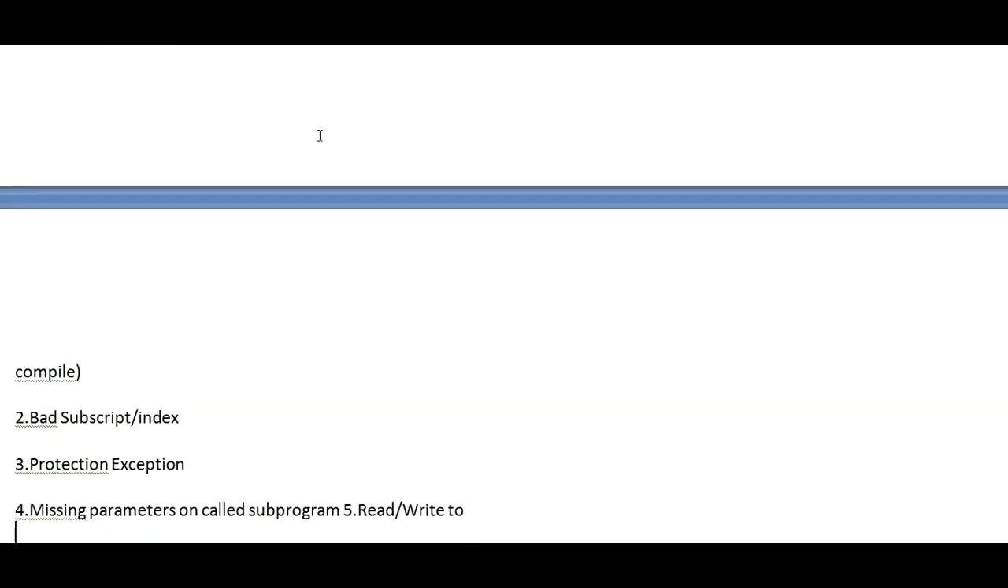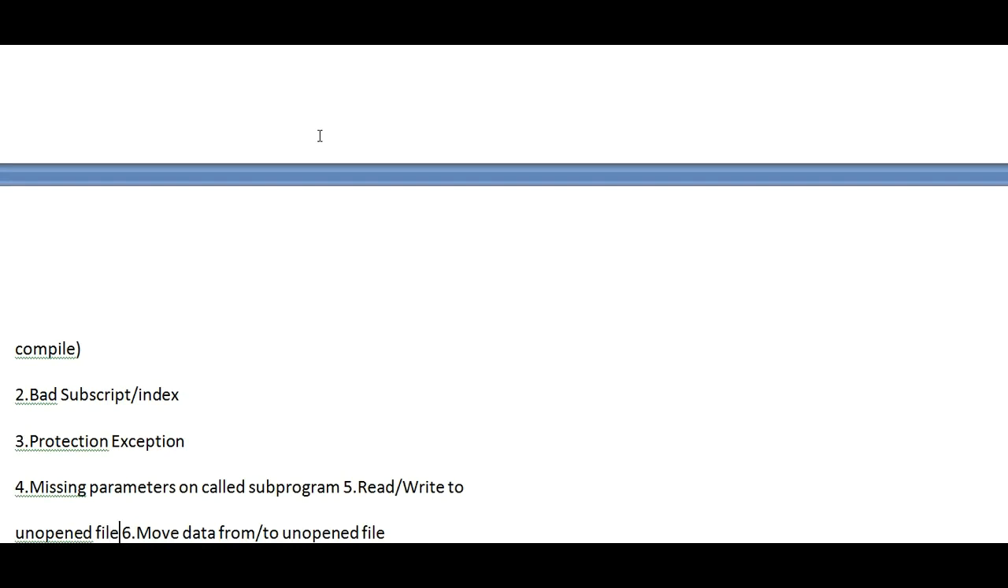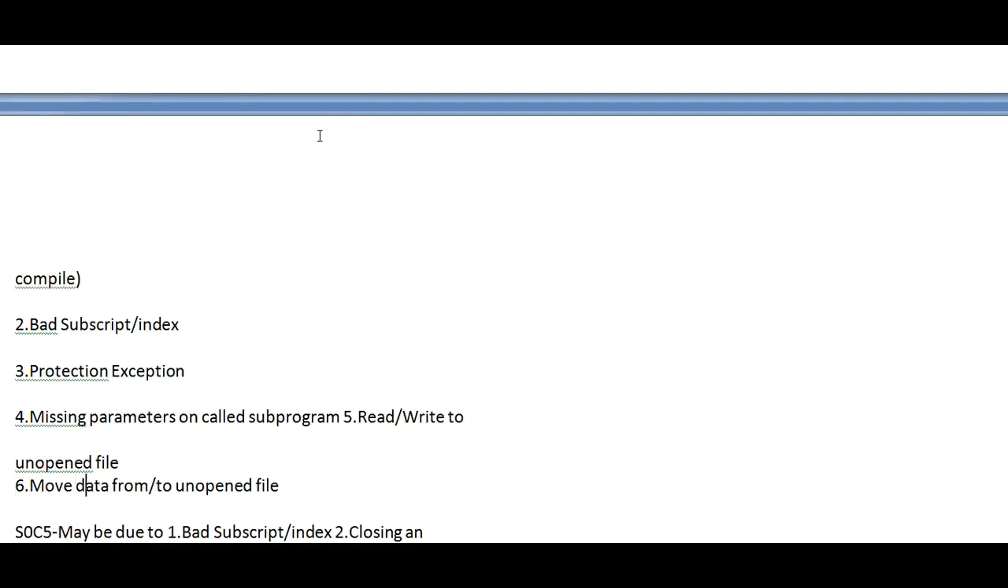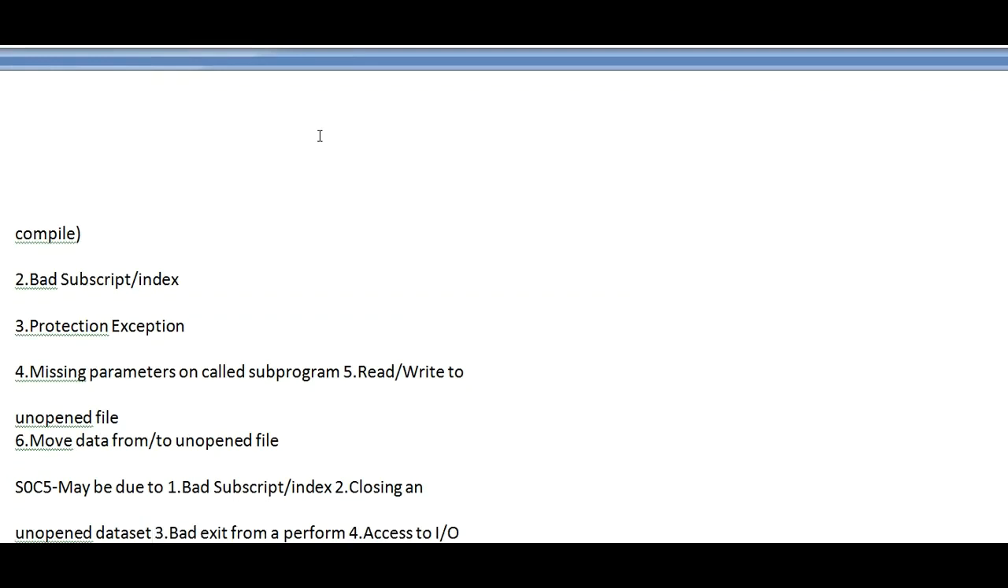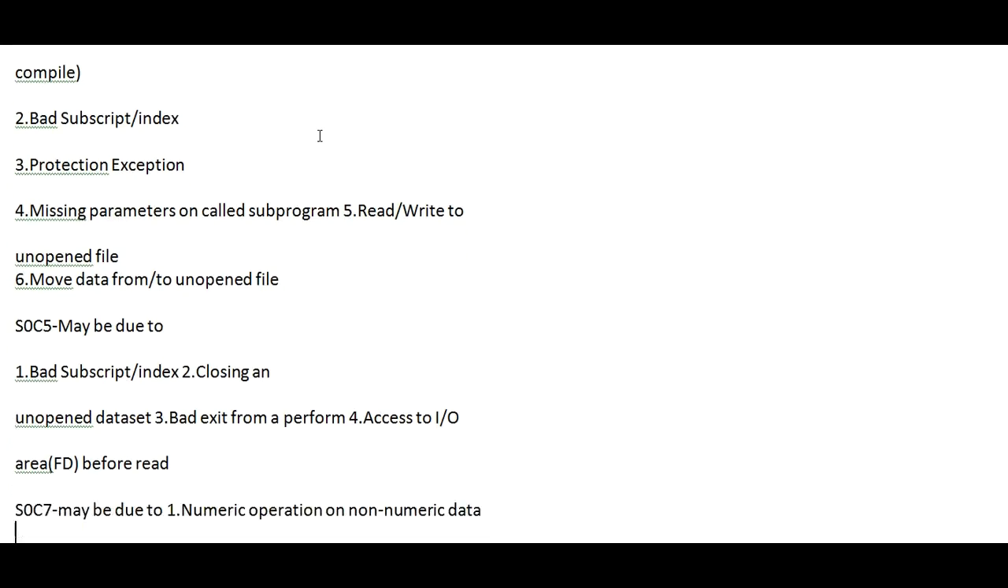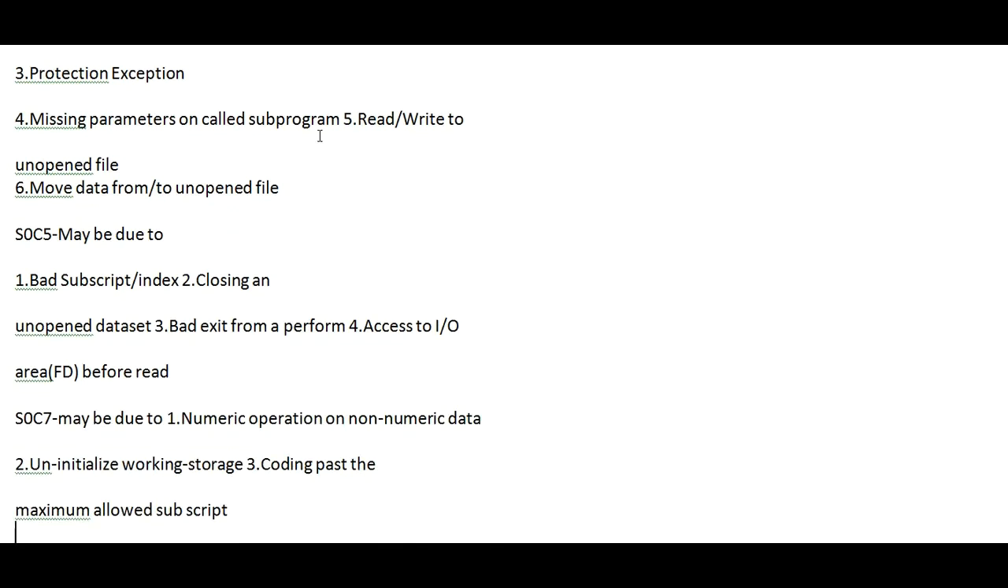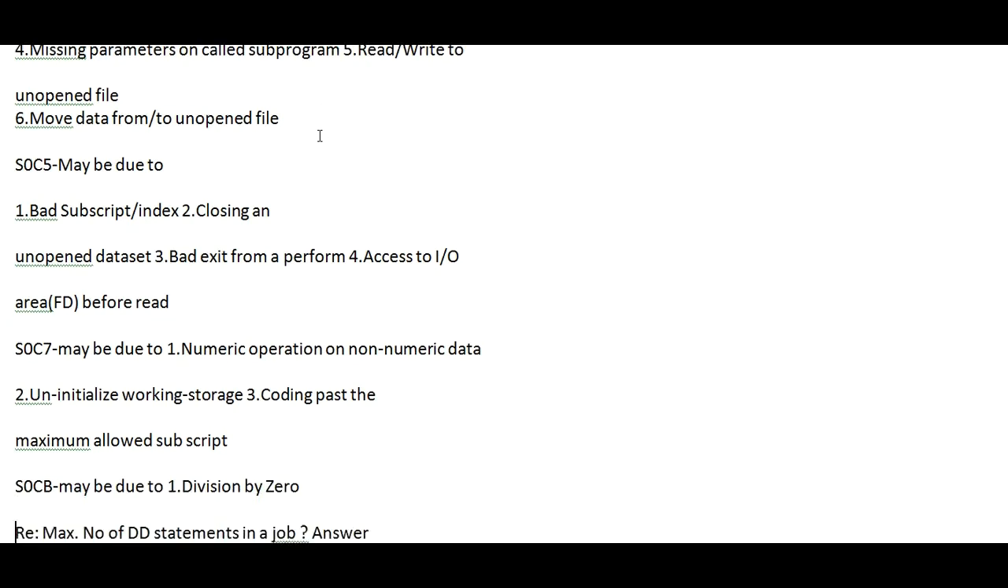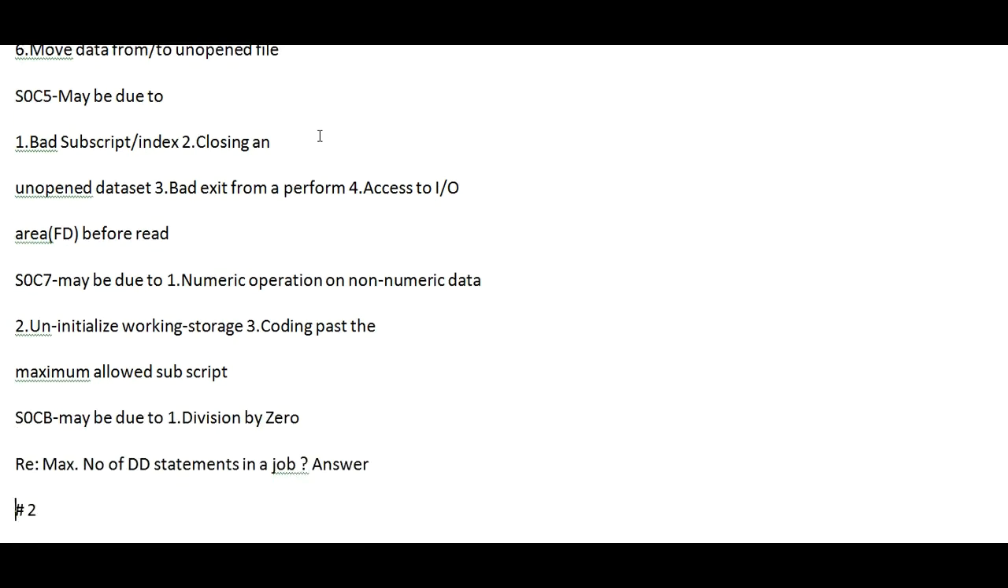protection exception, missing parameter on call to subprogram, read or write to unopened file, move data from or to unopened file. The reasons for S0C5 are bad subscript or index, closing an unopened data set, bad exit from perform, and access to I/O area FD before read. And what are the reasons for S0C7? Numeric operations on non-numeric data, uninitialized working storage, coding past the maximum allowed subscript. S0CB may be due to division by 0. So these are the various reasons for the different S0C abends.